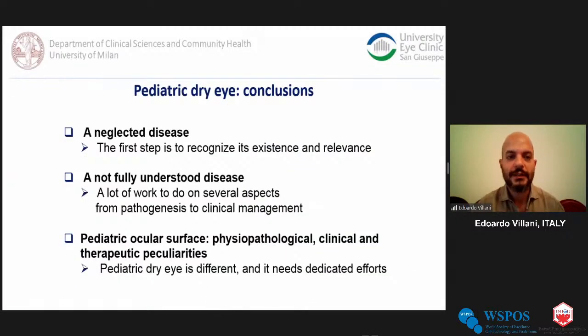So in conclusion, I think that pediatric dry eye is an intriguing topic. Perhaps it's a neglected disease. The first step is to recognize its existence and its relevance. It's a not fully understood disease. So we have a lot of work to do on several aspects, from pathogenesis to diagnosis to clinical management. And we know that we have a peculiar pediatric ocular surface and tear film, and the pediatric dry eye is different and it needs dedicated efforts. Thank you.